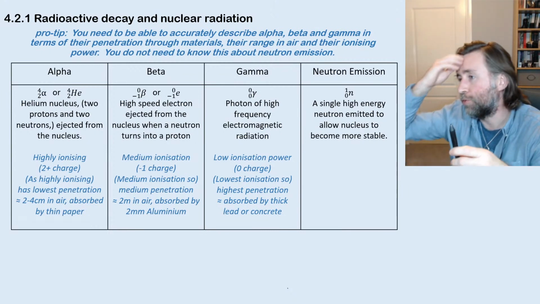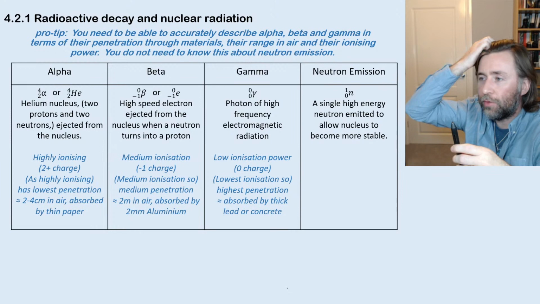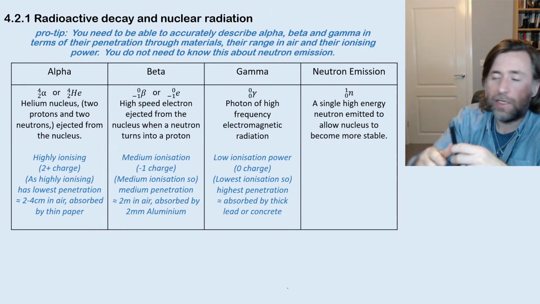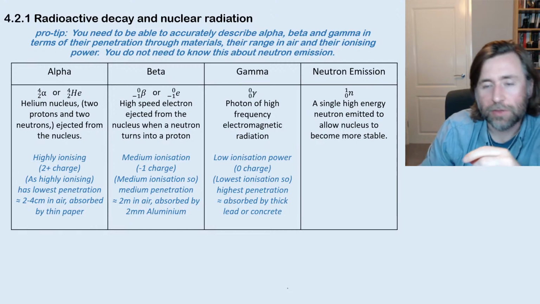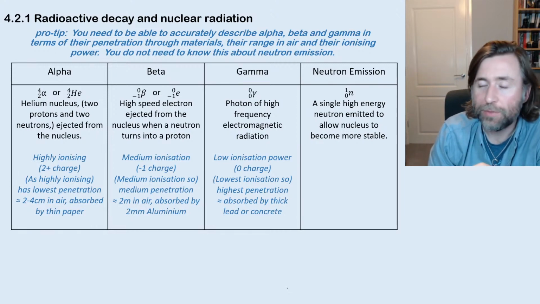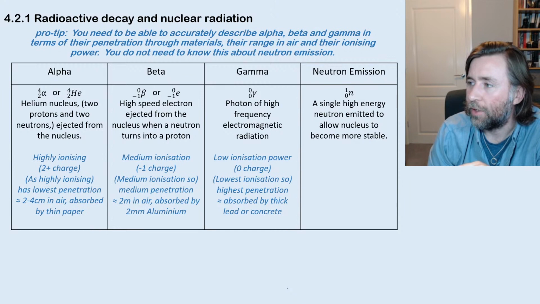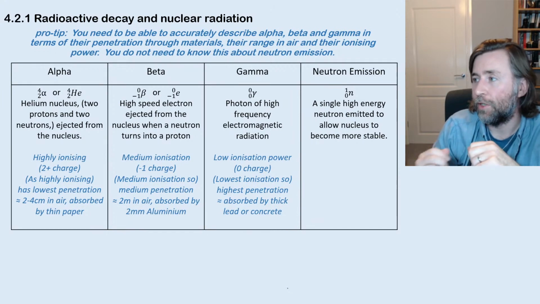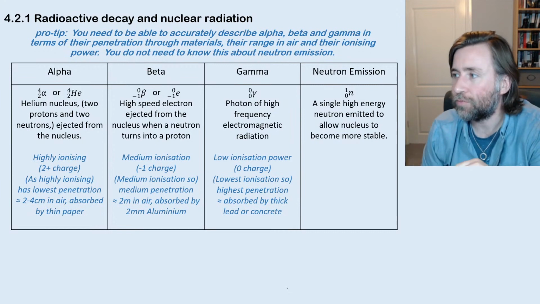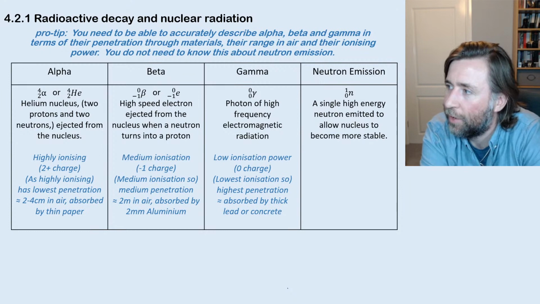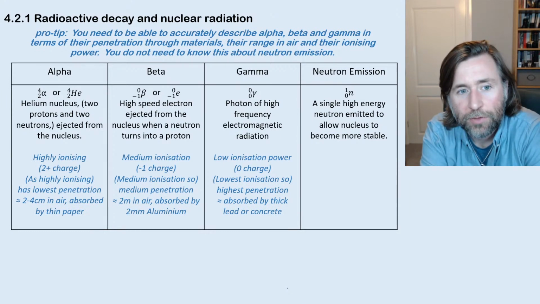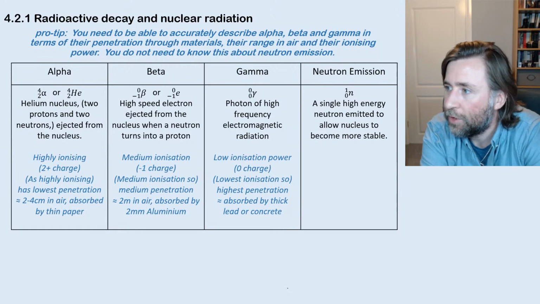This table goes through what they all are as well, and an alpha is a helium nucleus. The black bits are what they all are. Beta is a high-speed electron. Gamma is a photon of high-frequency electromagnetic radiation. Now, neutron emission just means that a nucleus can just get rid of a neutron, and that can make the nucleus more stable. You don't need to know any more detail about that. All the codes there as well that you need to memorize when you're doing balancing nuclear equations.